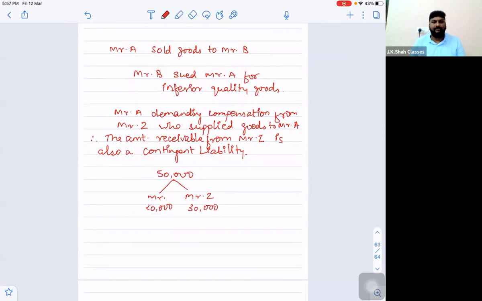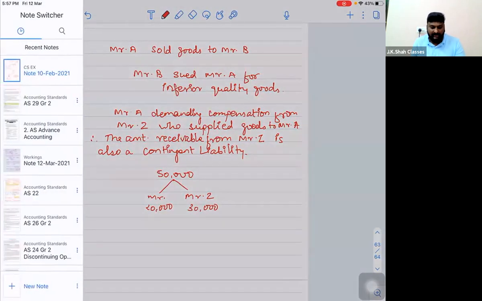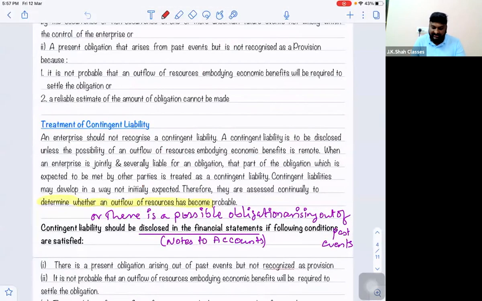It will be a liability for you, that if he does not pay, then you have to pay from your pocket. That is what the point says. What is the point saying? We'll read it again. When an enterprise is jointly and severally liable for an obligation. So here in this case, Mr. A and Mr. Z both become liable to Mr. C.